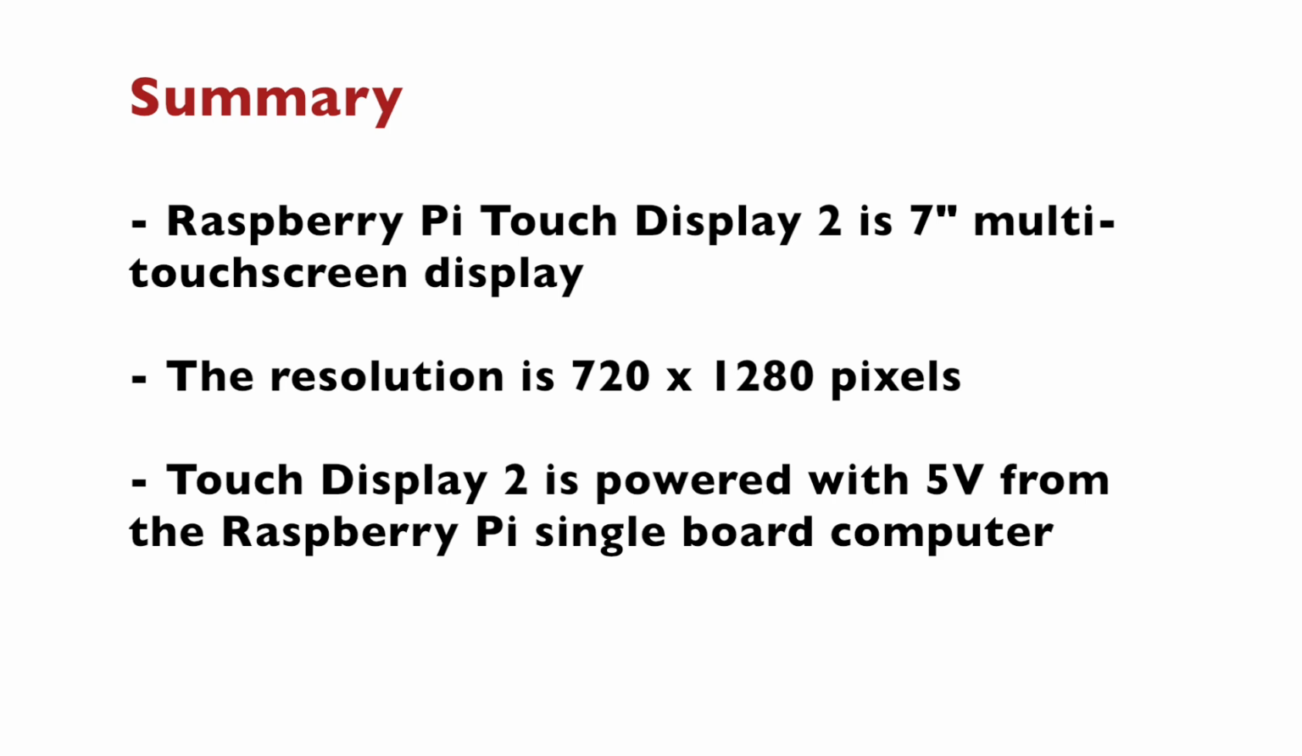We can summarize that the Raspberry Pi Touch Display Generation 2 is a 7-inch multi-touchscreen display with resolution of 720 by 1280 pixels. It is powered from 5 volts that are coming from the 40-pin header on Raspberry Pi single board computers. In this quick tutorial, I showed you how to connect it to Raspberry Pi 5, but using the other cable in the kit, you can also connect it to other Raspberry Pi single board computers.